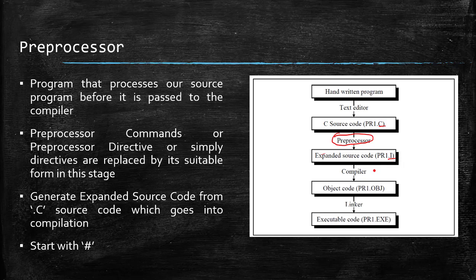Then this expanded source code will go to the compiler and it will generate the object code with the extension .obj. This object code is nothing but a binary file which will be understandable to the machine. So it is basically the machine language file. Then at the linker stage, all the library functions used in your source code will be linked from the library files. By this we create the executable file which we actually run to get our output. So these are the different stages of C code processing.